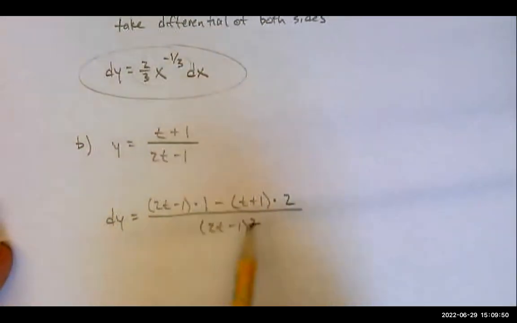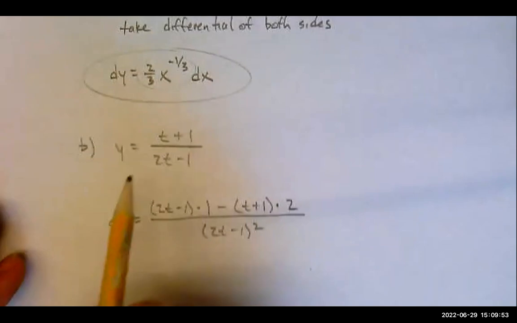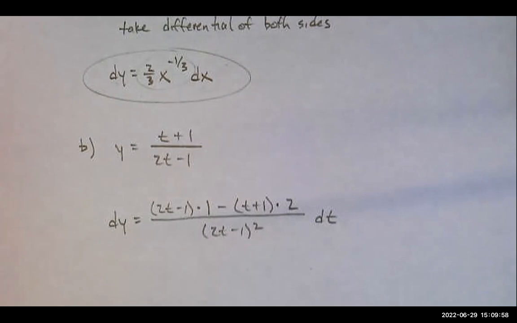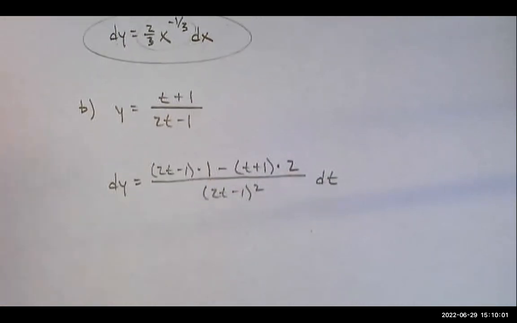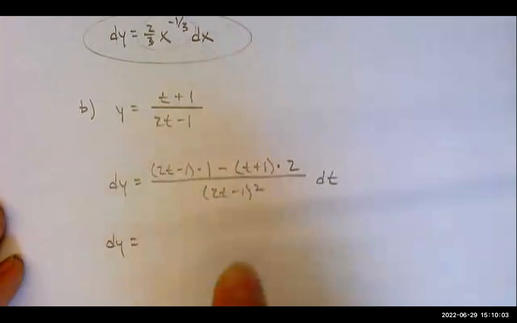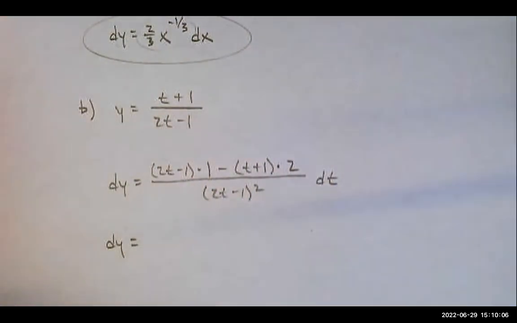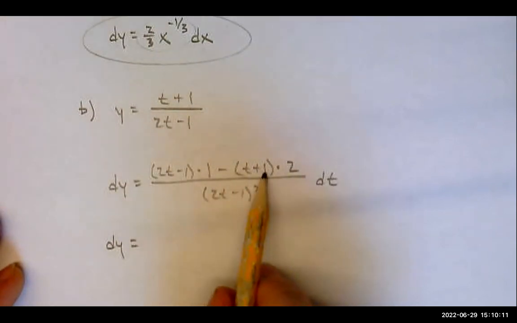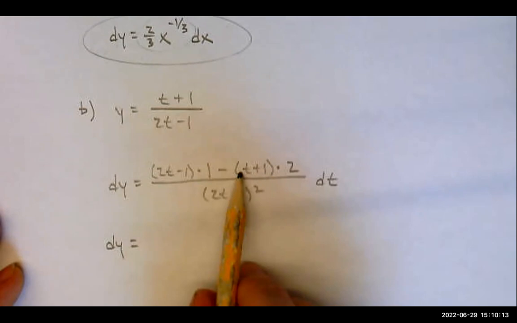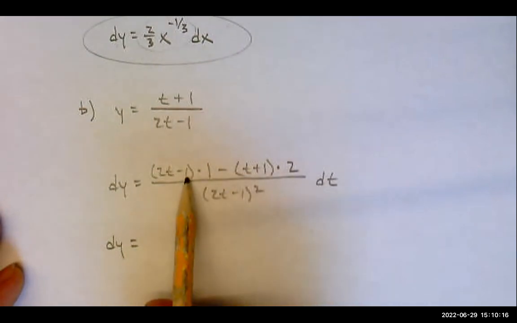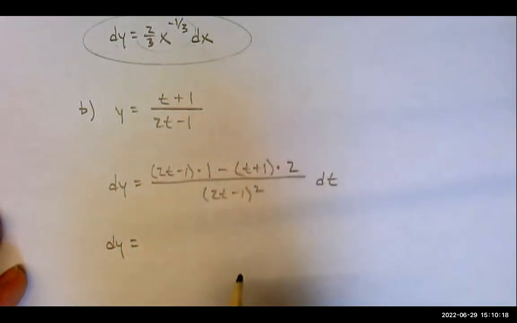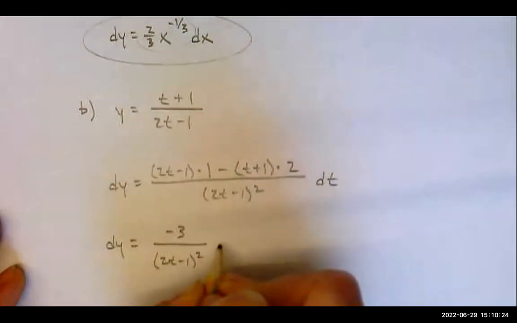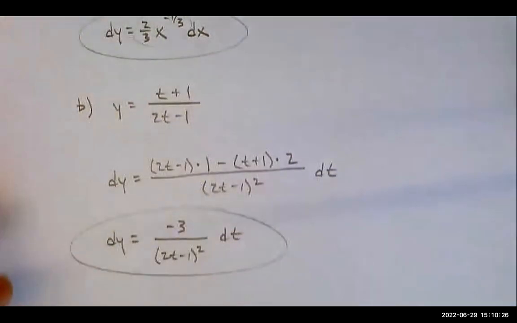Once I've got that derivative, on the end I can multiply by the differential of the variable I'm using here, so that's dt. And probably here, I'm going to go ahead and simplify that derivative. Turns out this one simplifies pretty nicely. 2t minus 1 minus 2t minus 2. The 2t, subtract 2t, those cancel. Then we've got negative 1 minus 2. We've got negative 3 over (2t minus 1) squared dt. There we have it.